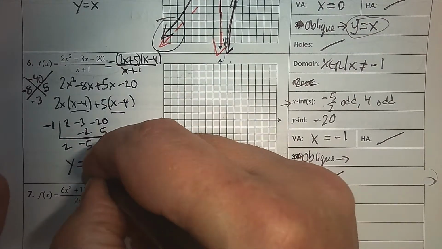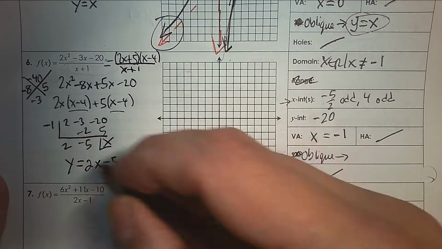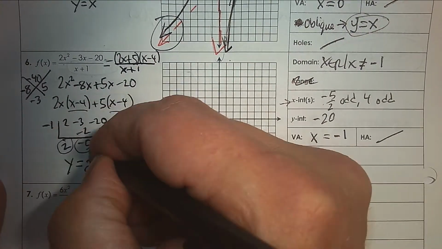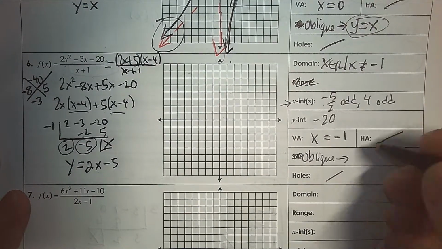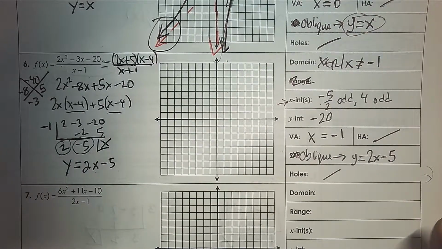2 what? 2x subtract 5. Do you see mx plus b? Your m is 2 and your b is -5. So we're going to write down y equals 2x subtract 5. Now we're ready to graph.